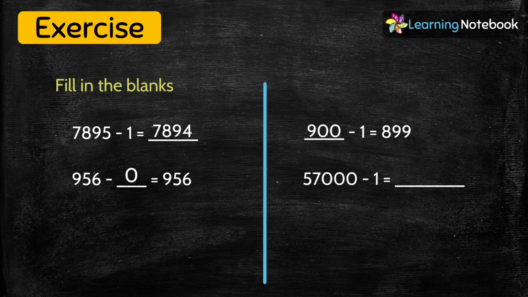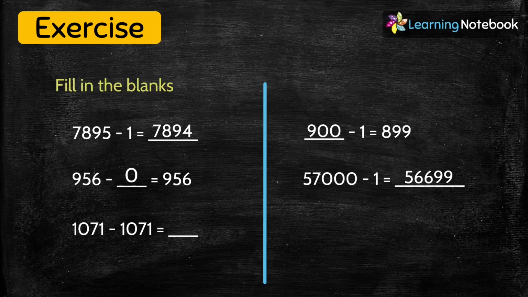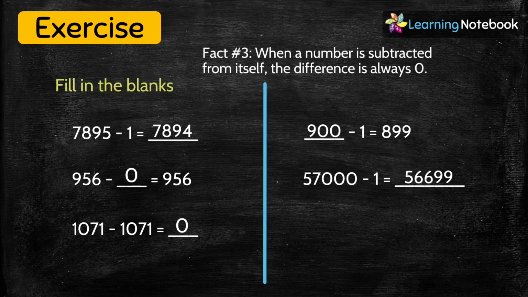Next question is 57,000 minus 1 equals dash. So we have to find predecessor here. So answer would be 56999. And the last question is 1071 minus 1071 equals dash. So answer is 0, because according to subtraction fact number 3, when a number is subtracted from itself, the difference is always 0.